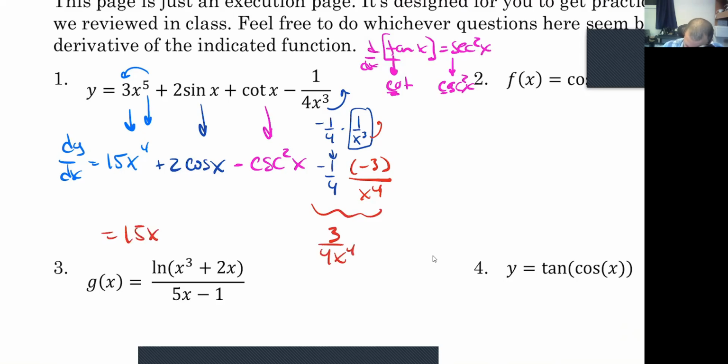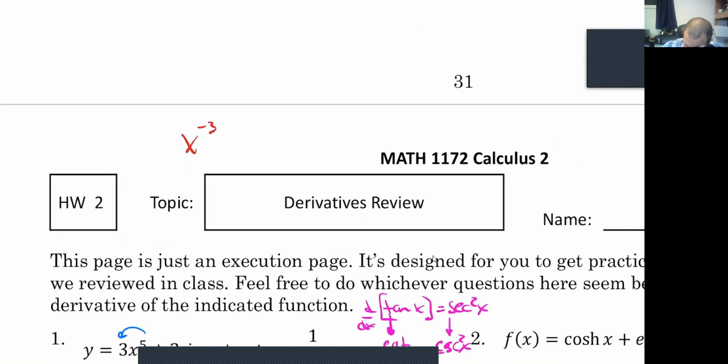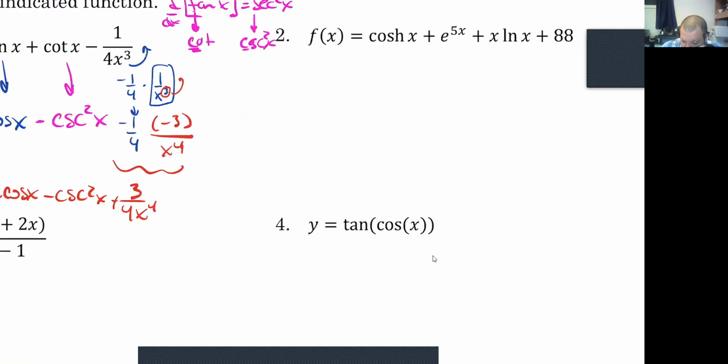So we get 15x to the fourth plus 2 cosine of x minus cosecant squared of x plus that thing over there. Again, if you felt like doing this as x raised to the negative third, it's negative 3x to the negative fourth, that's fine. All right, so we get negative 3 and then x to the fourth in the denominator. Notice again, what we're doing is this little exponent 3 comes up as a negative, and then we just add 1 to the denominator. I don't know why I did this for addition. That doesn't really mean addition. I don't know what I'm doing.